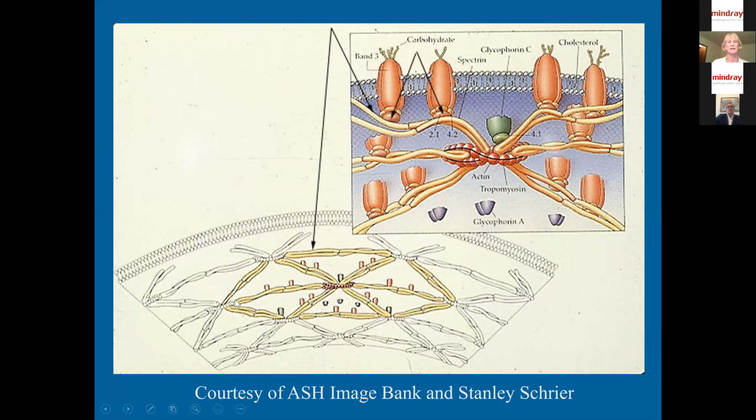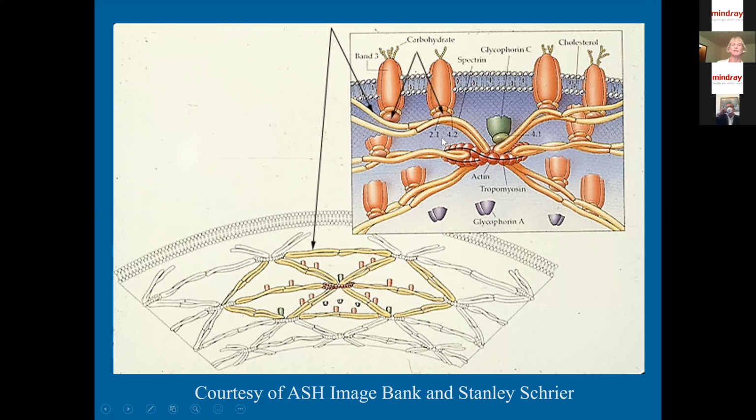And here's a schematic of the red cell membrane. There's a cytoskeleton of proteins just below the membrane. So here is the lipid membrane of the cell, and just below that lipid membrane is this network of cytoskeletal proteins. And then there are these transmembrane proteins here that this network of cytoskeletal proteins is attached to.